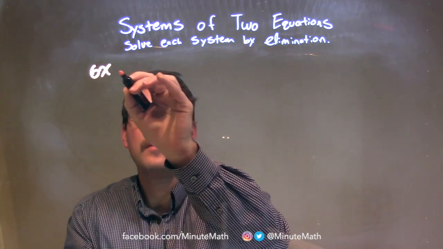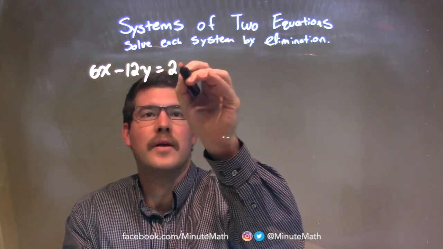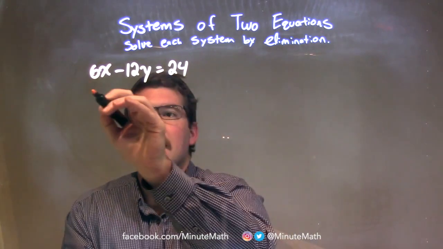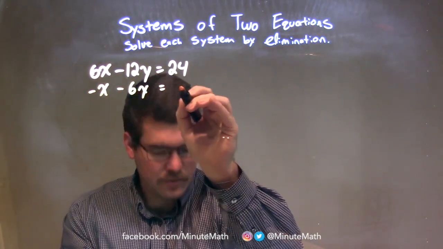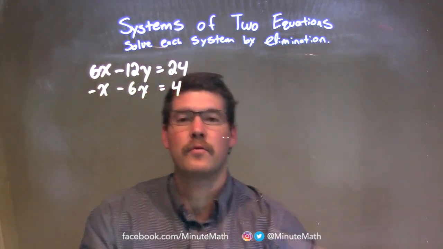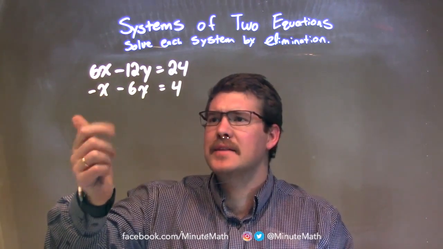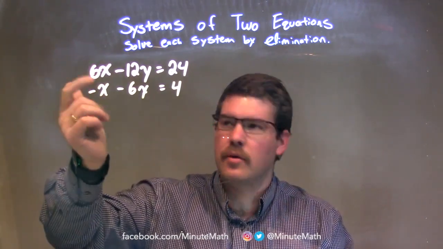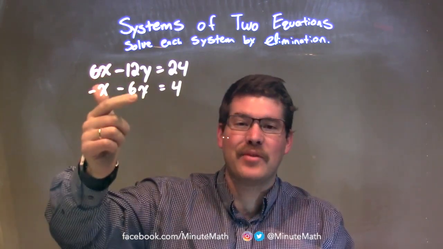6x minus 12y equals 24. And negative x minus 6y equals a positive 4. Well, what I want to do with elimination, I'm going to see, can I multiply one of these equations or both of them to get one of the variables opposite of the other one.